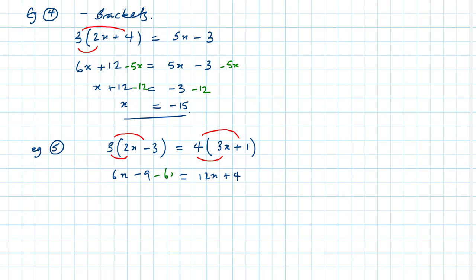Most x is on the right hand side, so we're going to take away 6x from the left hand side and the right hand side this time. So negative 9 equals 6x plus 4. Subtract 4 from both sides. Negative 13 is going to equal 6x, and divide both sides by 6. So x equals negative 13 over 6.